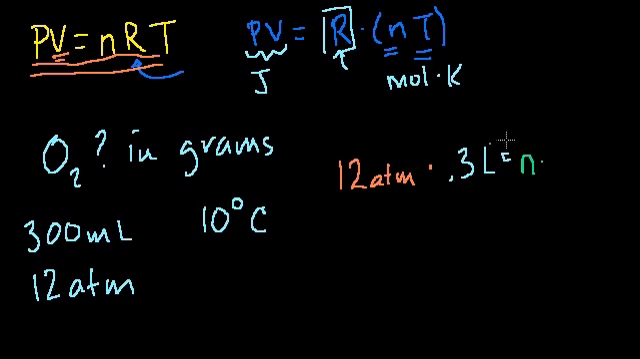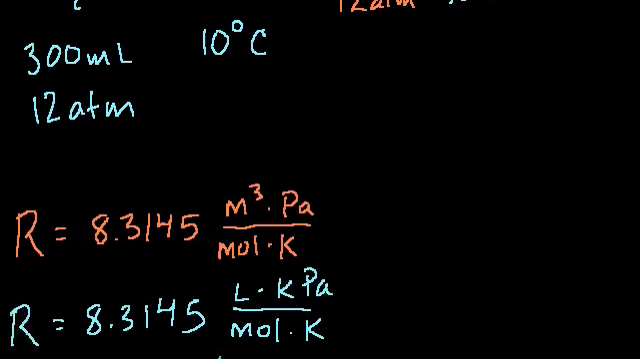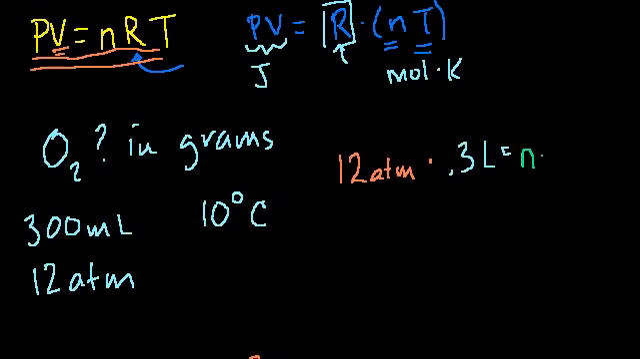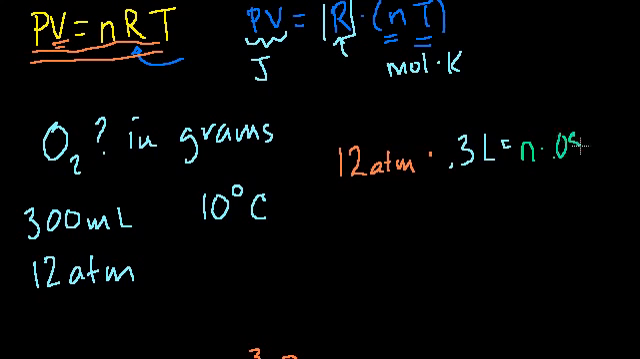Now, which R should we use? We're dealing with liters and atmospheres. We'll deal with this one, right? Liters atmospheres per mole Kelvin, 0.082. And then what's our temperature? It's 10 degrees Celsius. We always have to do everything in Kelvin. So it's 283 degrees Kelvin. So all we have to do to solve for N is divide both sides of this equation by this right here.